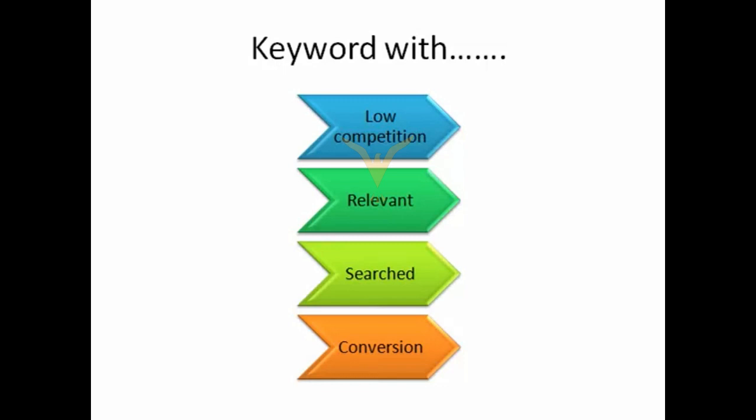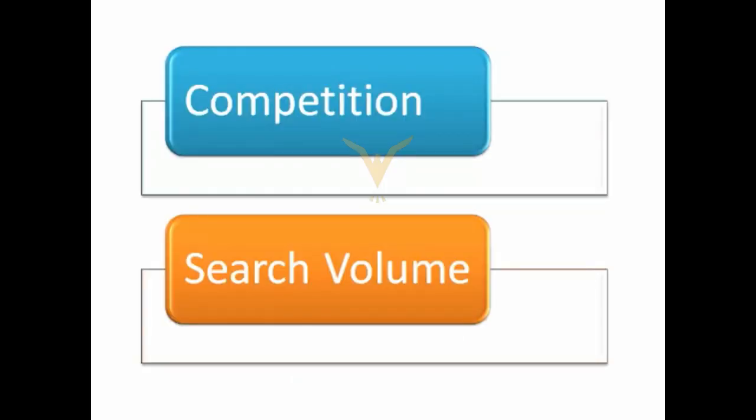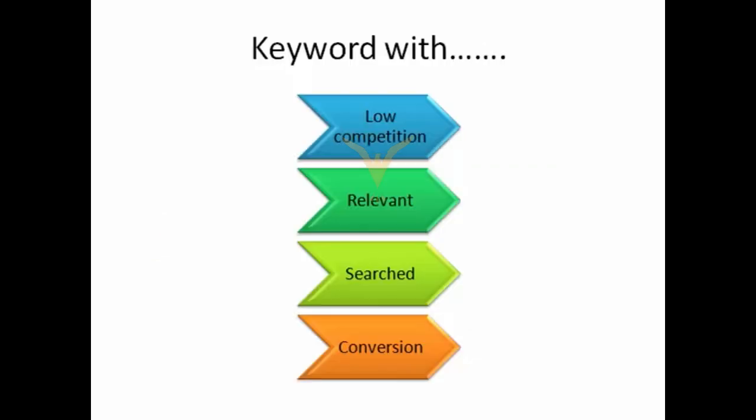Now again I'm telling, firstly keywords with low competition, then relevant keywords, the keywords which are actually searched, and conversion. So according to research, every keyword has competition and every keyword has a search volume. Then which type of keywords are we going to choose? With low competition, relevant, search, and conversion.